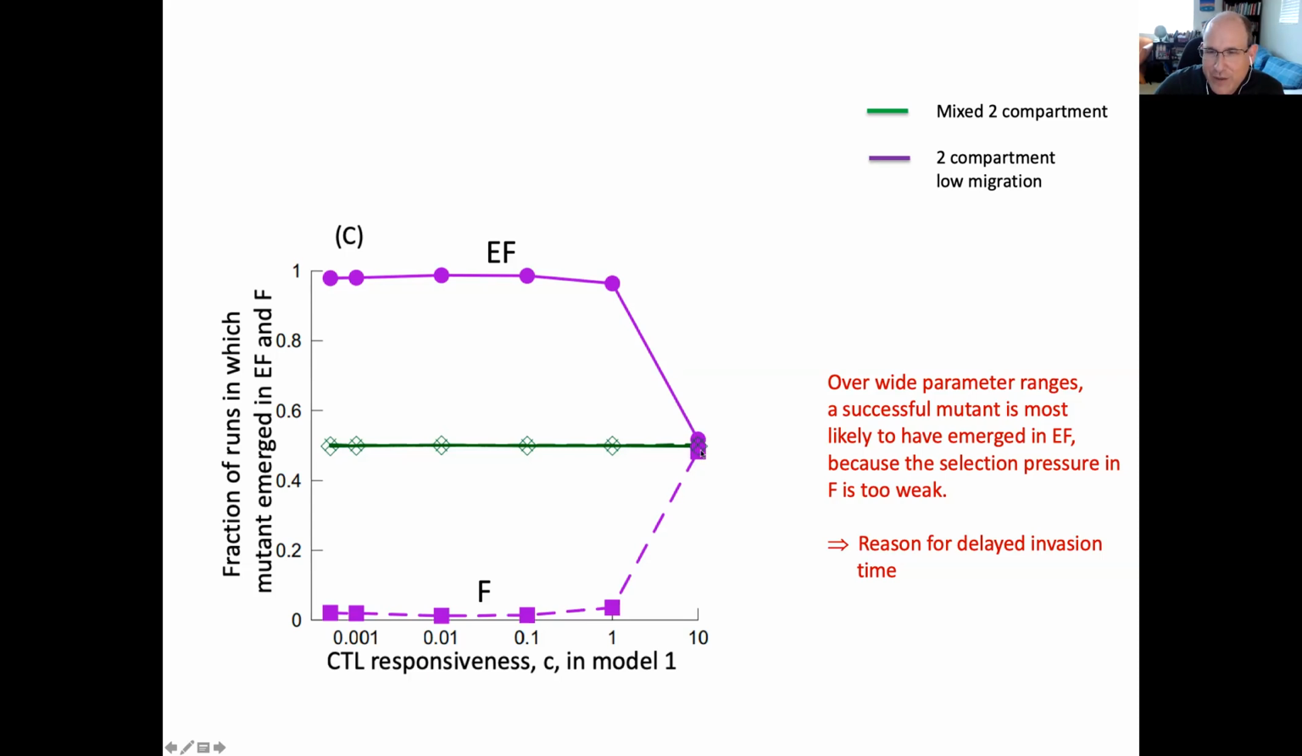Then you just have to wait for a very long time until it originates in the follicular compartment and drifts upwards and then moves to the extrafollicular compartment. So this is just looking at where it gets generated. Obviously, if there's a high migration rate and a lot of mixing, then they get generated with equal probability in the two compartments.